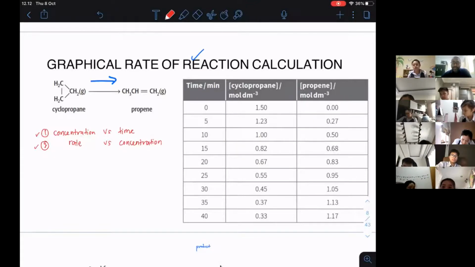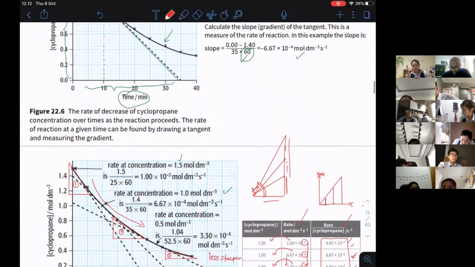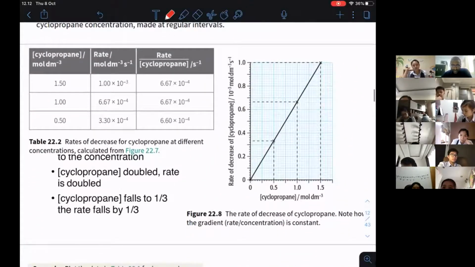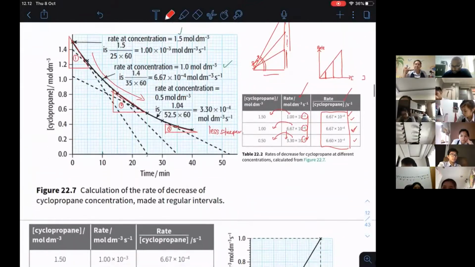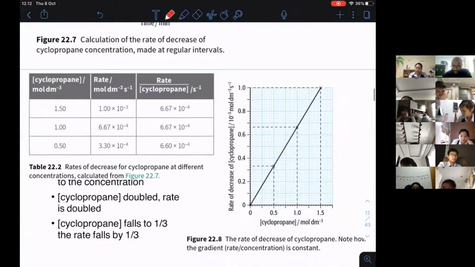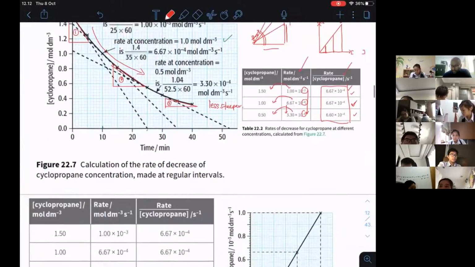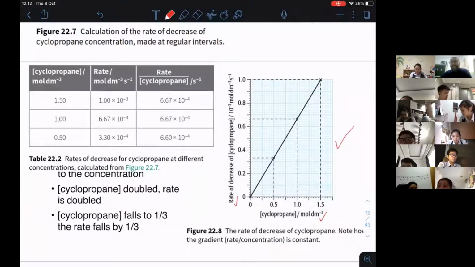Now, what is going to happen over here is, for example, just now they put cyclopropane. So here, they say rate, and then I put cyclopropane. Just now I showed this is going to give you a straight line graph. So you can put a straight line graph using that.